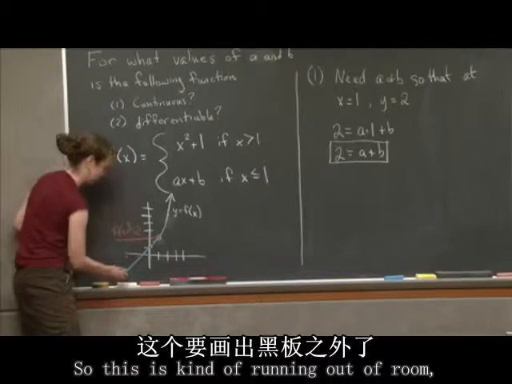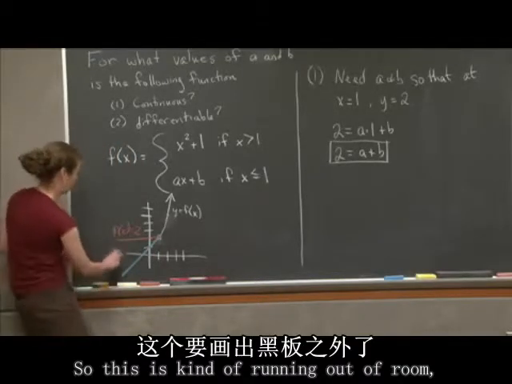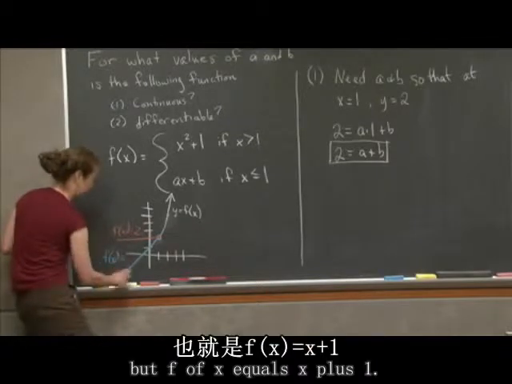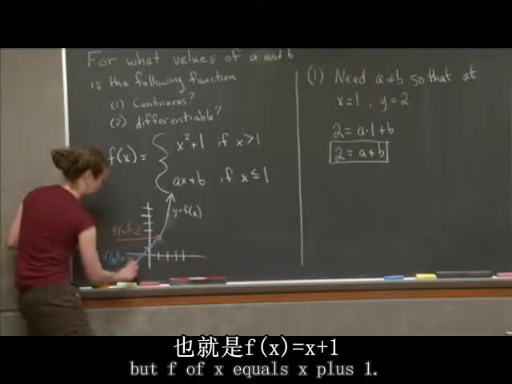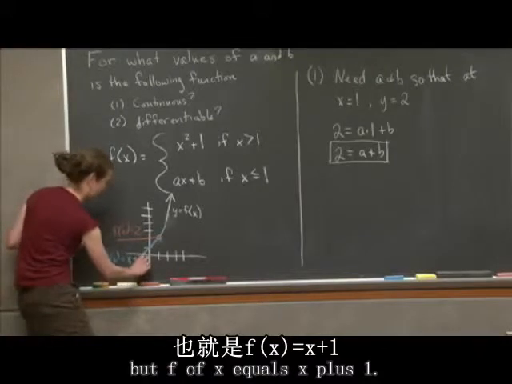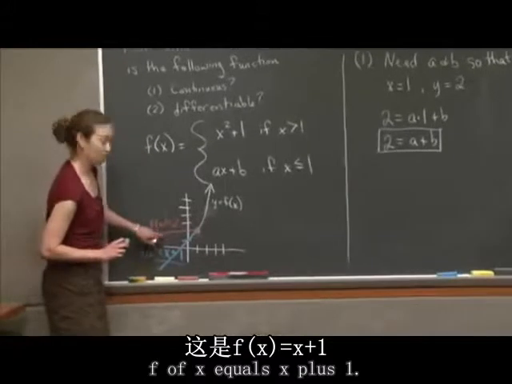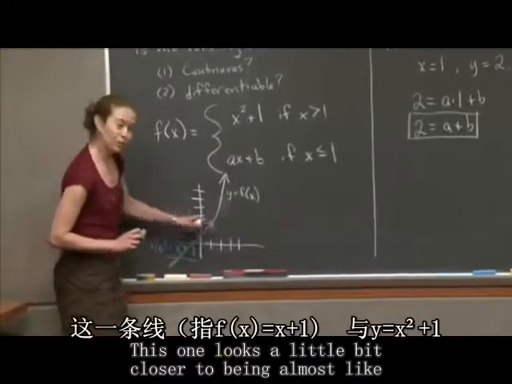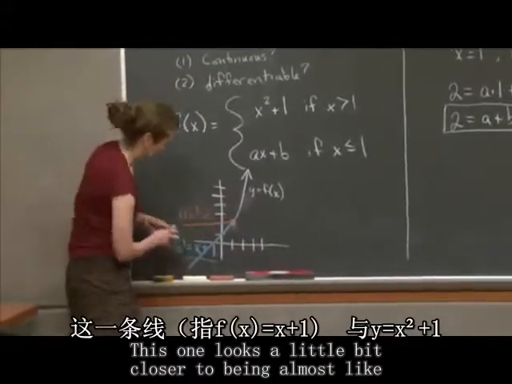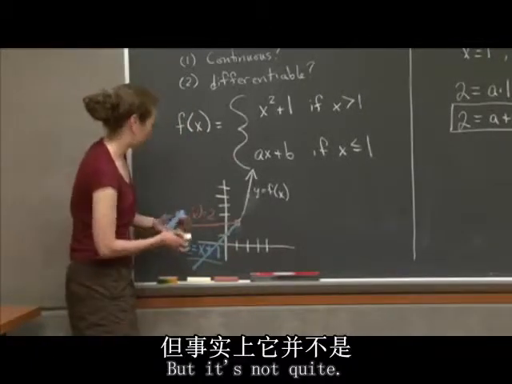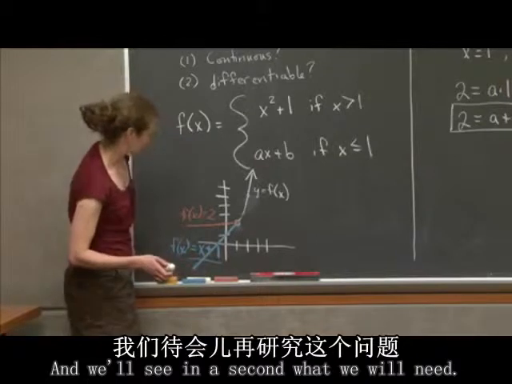So this is kind of running out of room, but f of x equals x plus 1. Hopefully you can see that. f of x equals x plus 1. f of x equals 2. This one looks a little bit closer to being almost like the tangent lines are going to match up there, but it's not quite. And we'll see in a second what we will need.